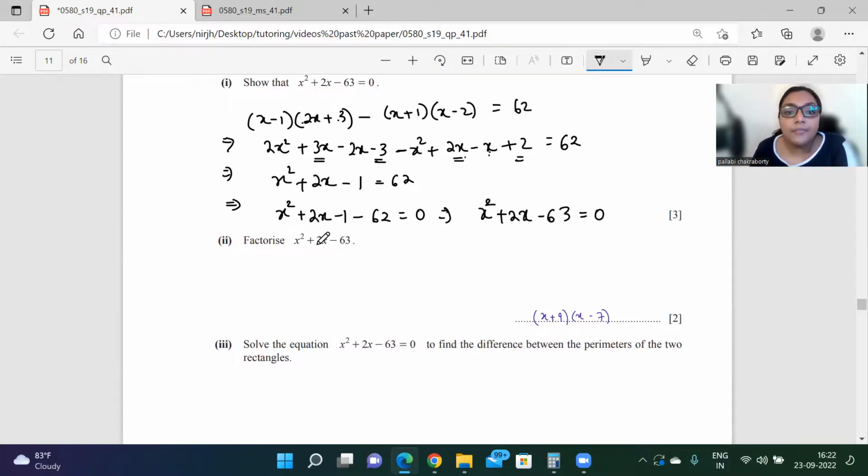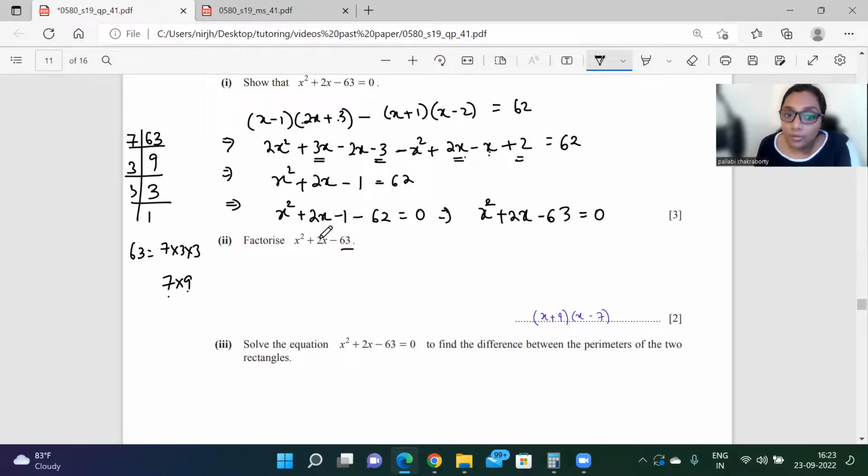Next part, you have to factorize this. So remember, this is a middle term factor, right? So 63, how can you write down 63 in terms of prime factors? 63 goes with 7, 7 9s is 63, 3, 3 and 3, 1. This is how we prime factorize any number. So 63 can be written as 7 times 3 times 3 or 7 times 9.